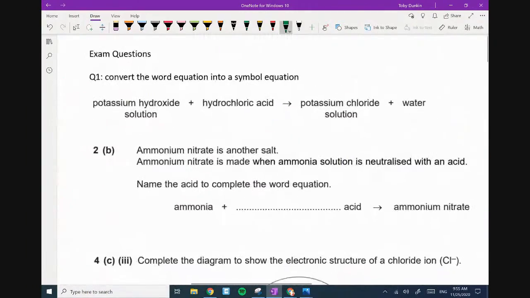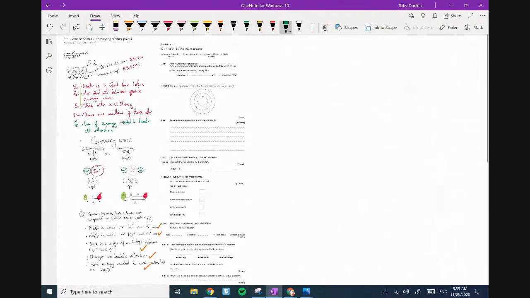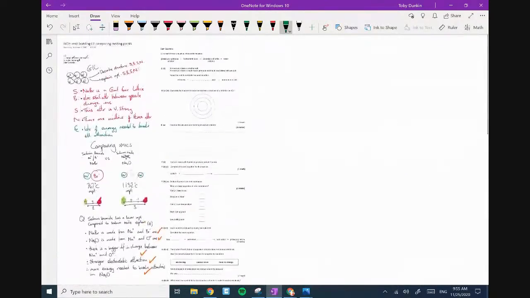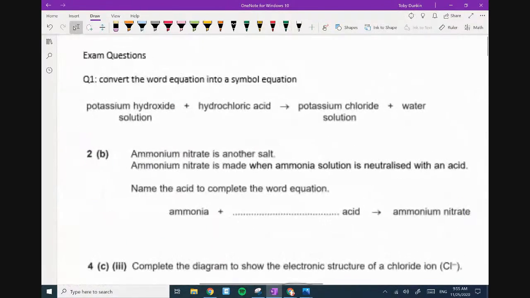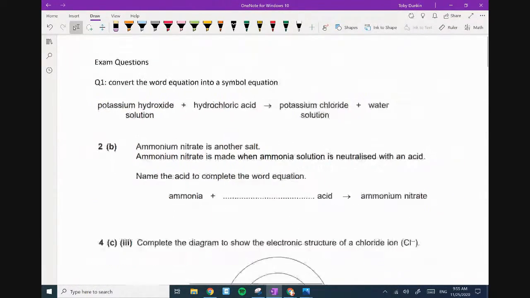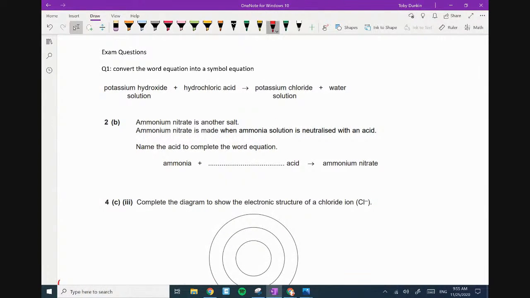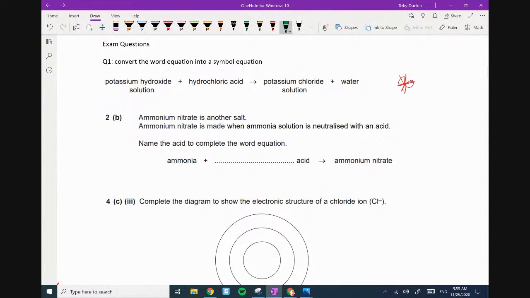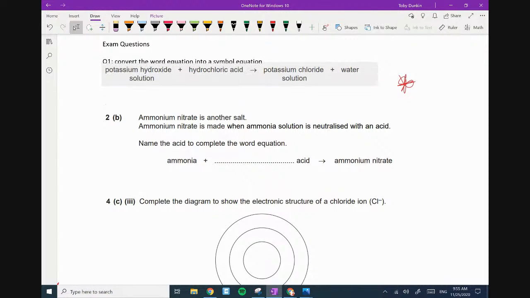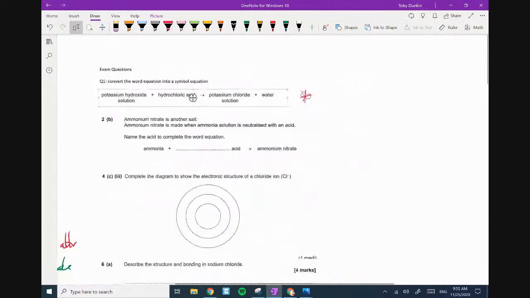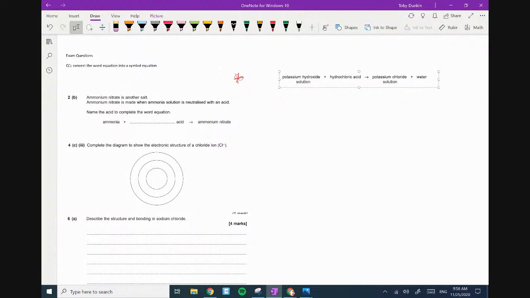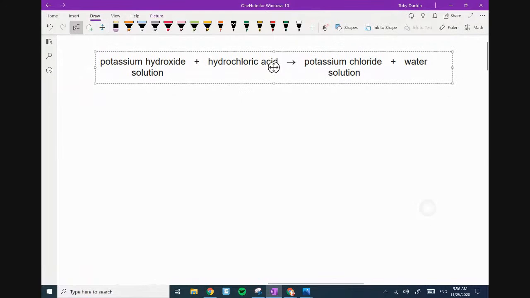So I've just got a whole load of exam questions here, guys, that I'm just going to run through, taking them from various papers. Question number 1. It's nice for me to flag up the questions you're going to have on your test. You will definitely have one of these. Convert from word to symbol. Yeah, it's going to happen.